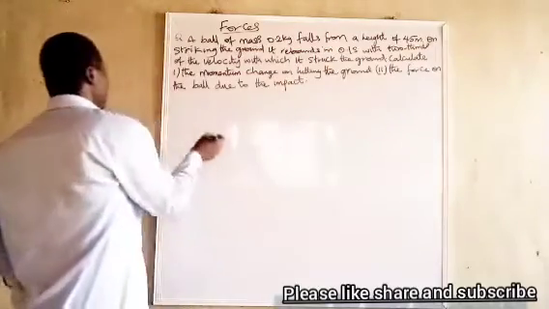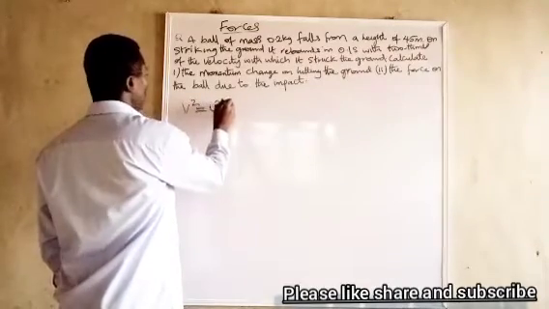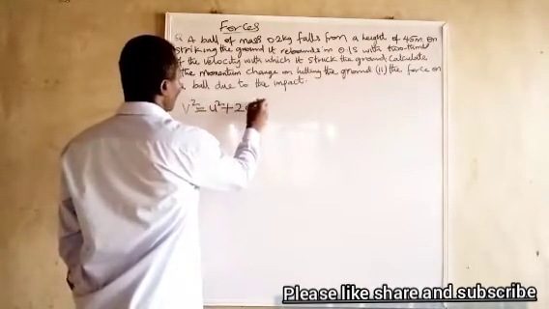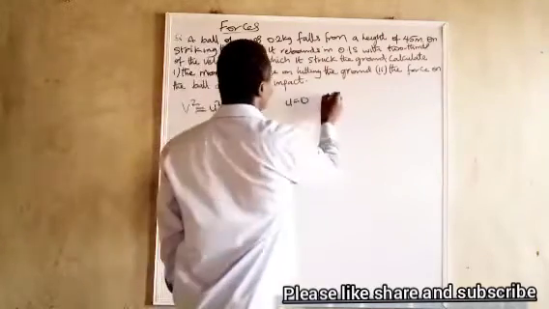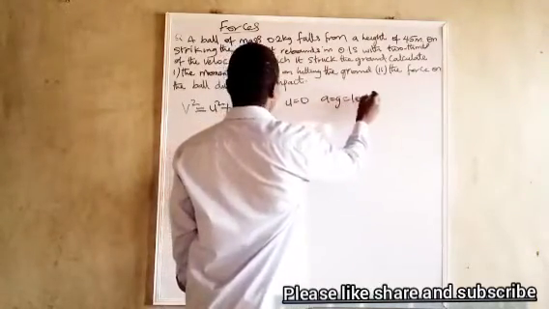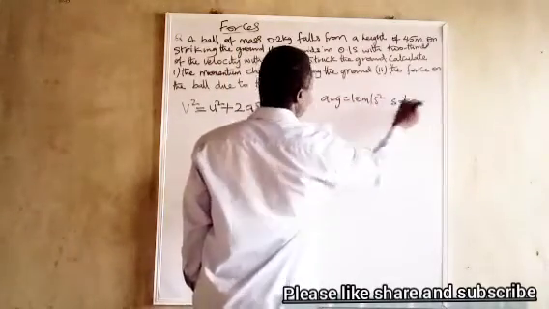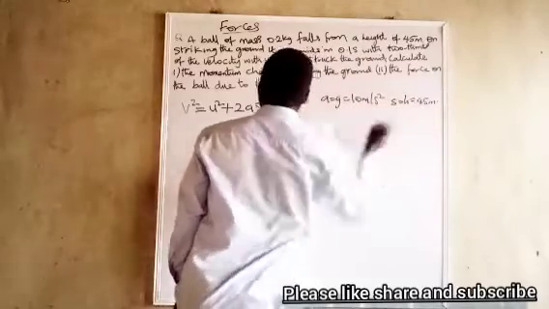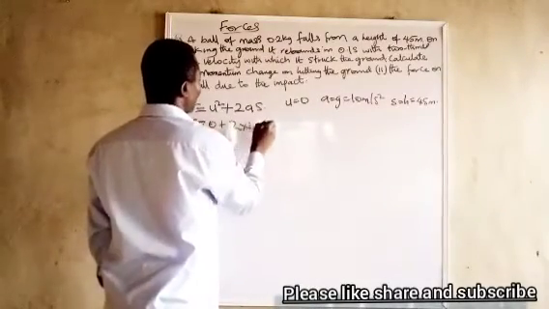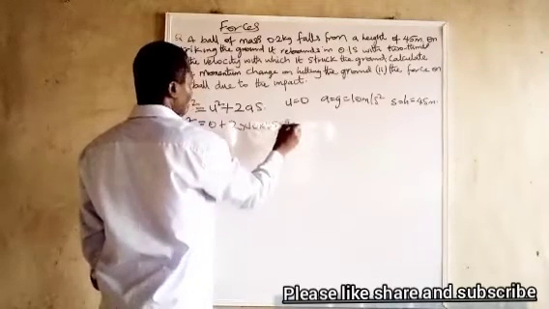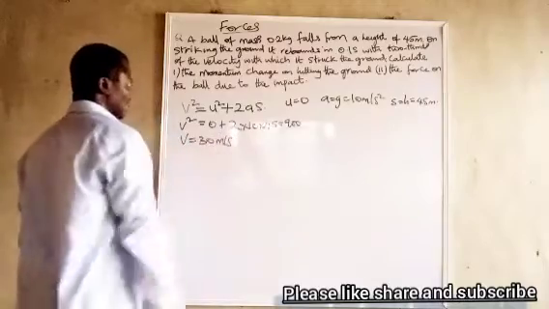Let's calculate the velocity with which it hit the ground. So v squared equals u squared plus 2as. What is our v? u is 0. a is g, which is 10 meters per second squared. What is our s? It is equal to h, that is the height, which is 45 meters. Therefore, v squared is equal to 0 plus 2 times 10 times 45, which is 900. So our v is 30 meters per second.